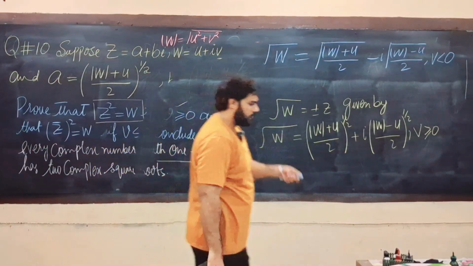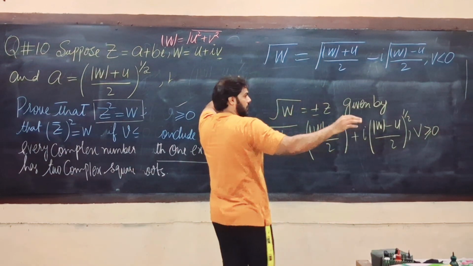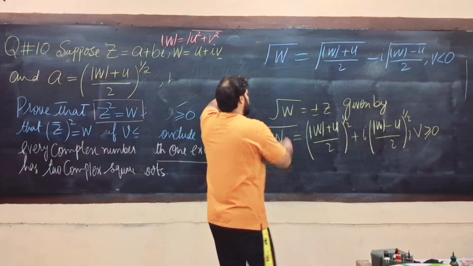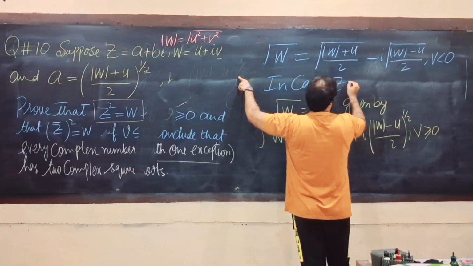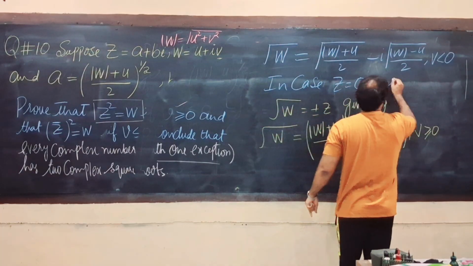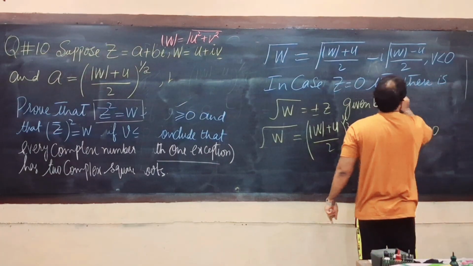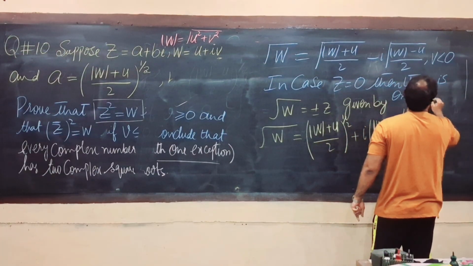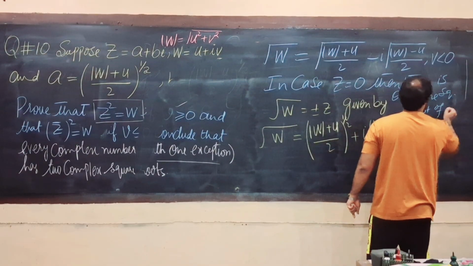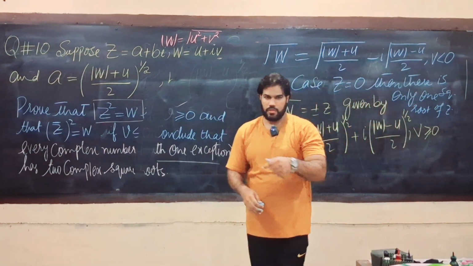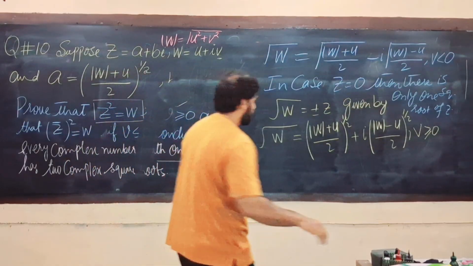And further, lastly, you will write these formulas are for any non-zero complex number. In case Z is equal to 0, then there is only one square root of Z, that is itself, that is equal to 0. Square root of Z is equal to 0 plus 0 iota.